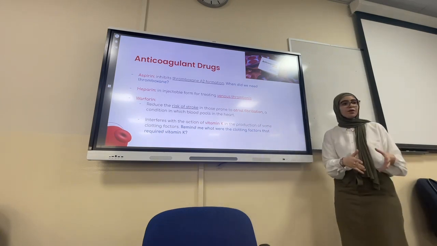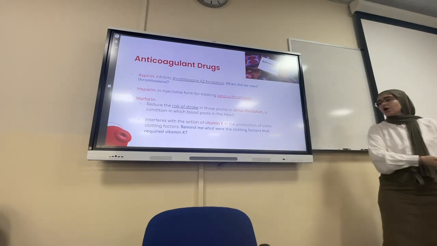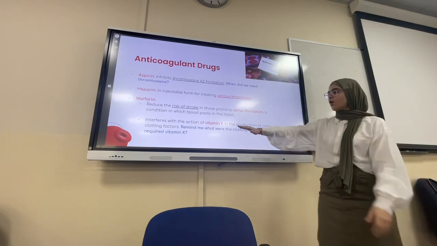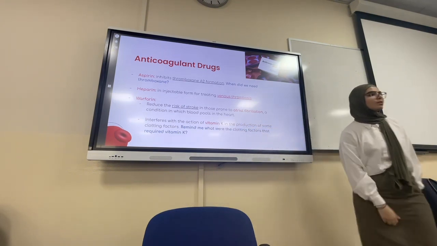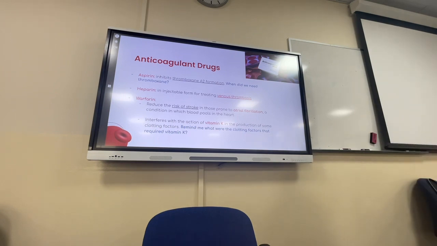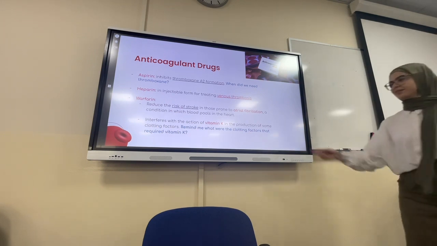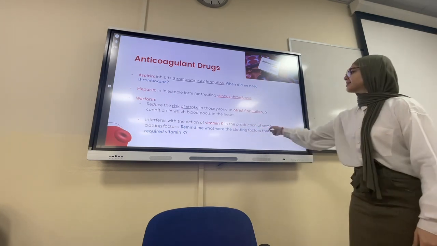Another thing that's very important is that warfarin is actually going to try to inhibit the action of vitamin K. Remind me, what were the clotting factors that vitamin K helped in producing? 7, 2, 9, 10. Yeah. 2 plus 7 is 9, and then 10. Okay, well done.